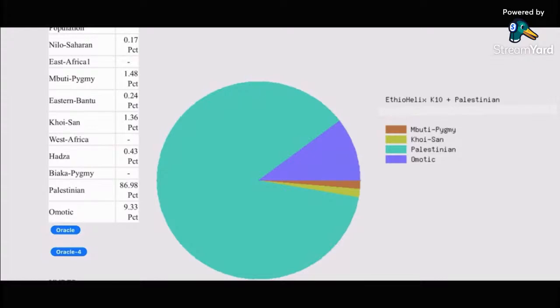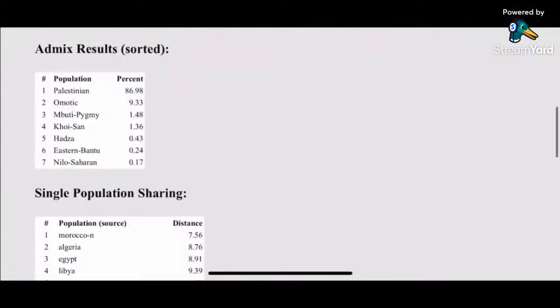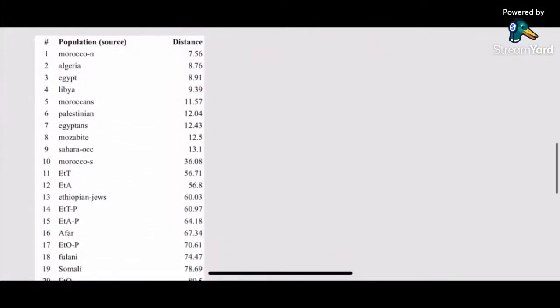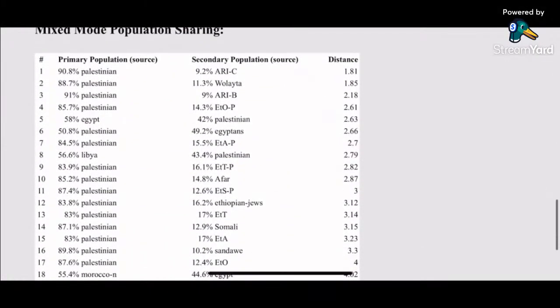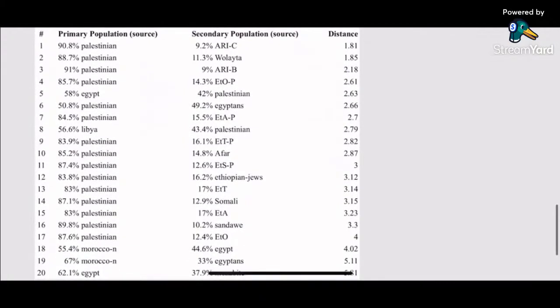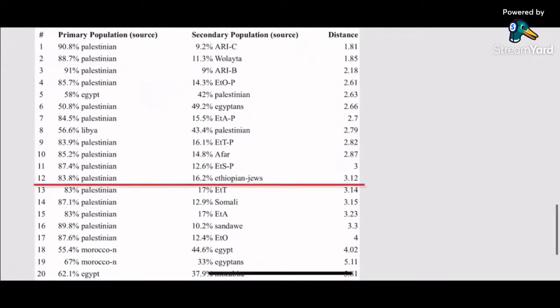But putting that aside, trying to get serious again, I'll click that Oracle button again. And this time I want to show my mixed mode results. Now, look in particular at that 12th line where the possibility of me being 16% Ethiopian Jew is listed with a distance as low as 3. Now, I can assure you that I am not 16% Ethiopian Jewish. In order for that to be the case, I'd have to have a grandparent who was like 64% Ethiopian Jew, which I doubt is something my family would have missed, right? So there's a point to be made here, right?